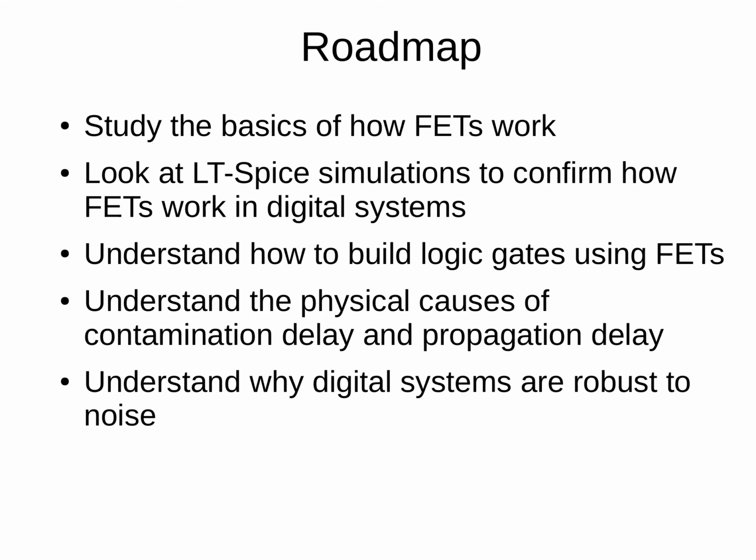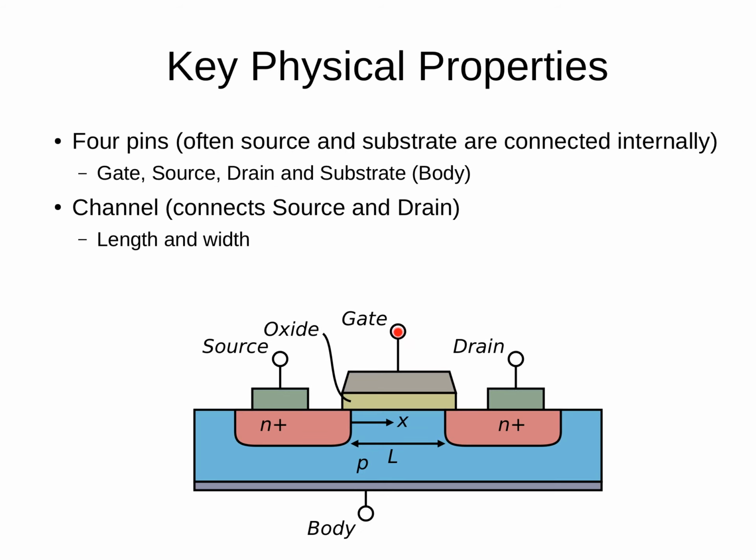A FET has got 4 pins: the gate, the source, the drain, and what I call the substrate, but in this picture is labelled the body, the same thing. Now very often the substrate and the source are connected together, hence you only see 3 pins on a FET. Nevertheless, there are 4. The important characteristic of the FET is what's known as this channel.